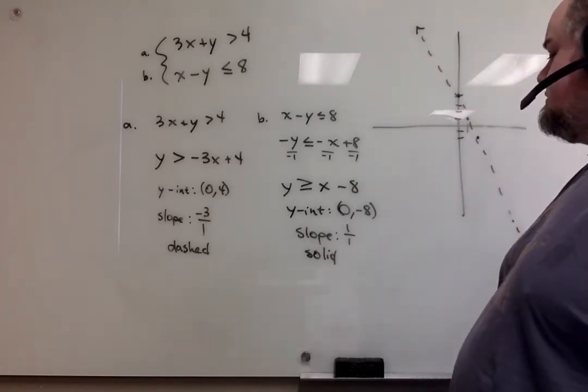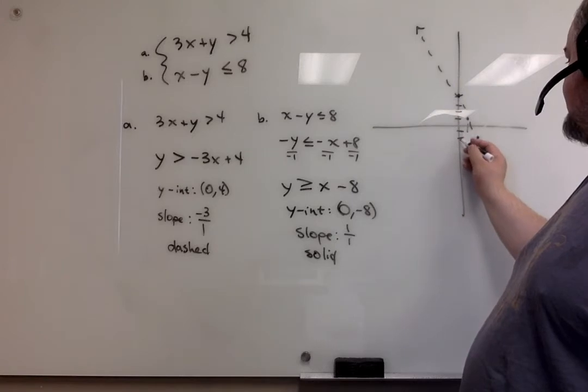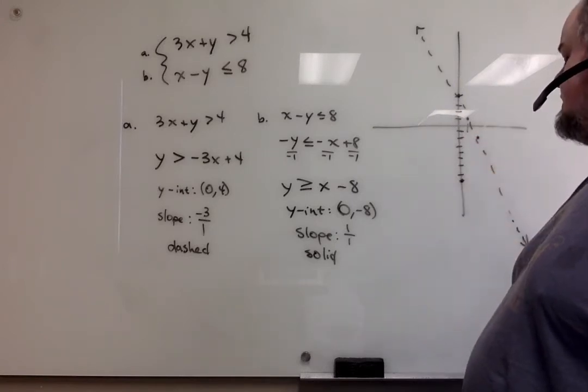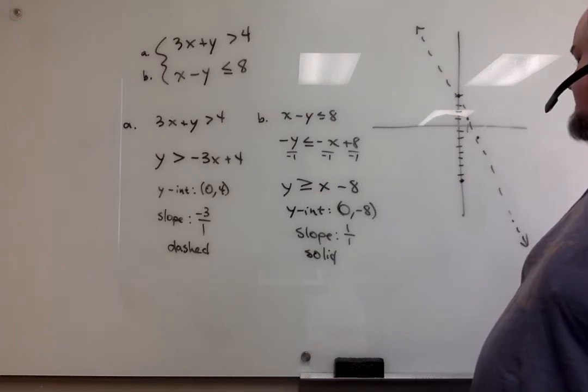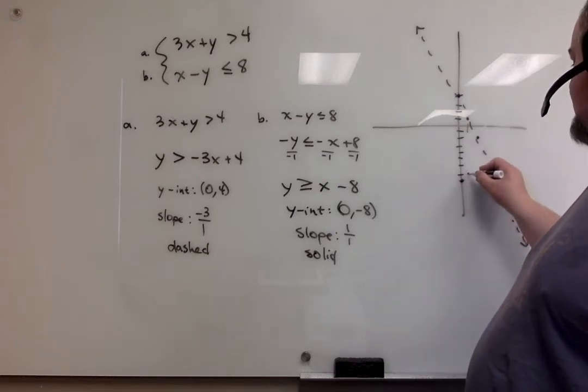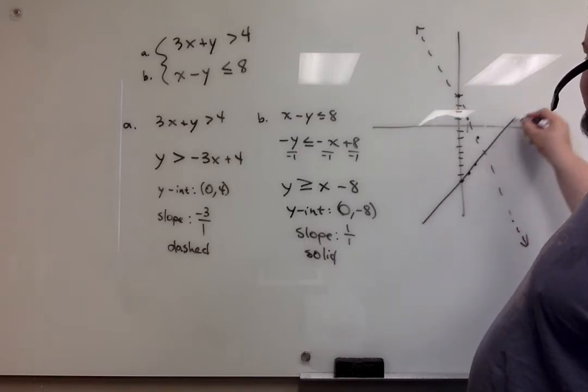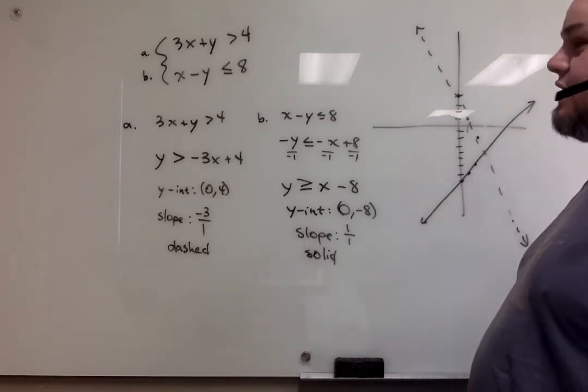The next one, our y-intercept is 0, negative 8. So we start at 0, negative 8, and our slope is 1. So we go up 1 over 1, up 1 over 1, and then we're going to draw a solid line through those points.